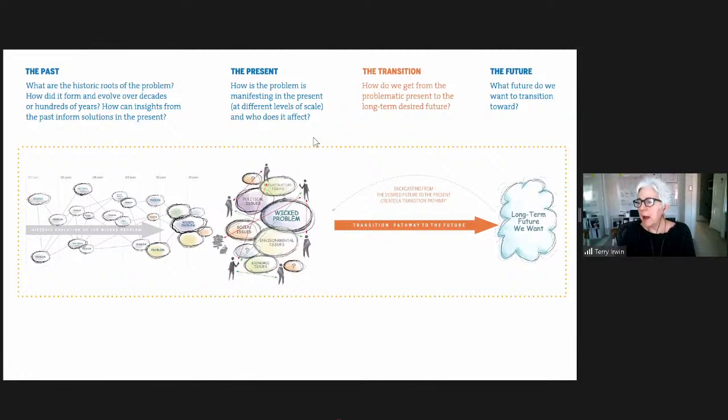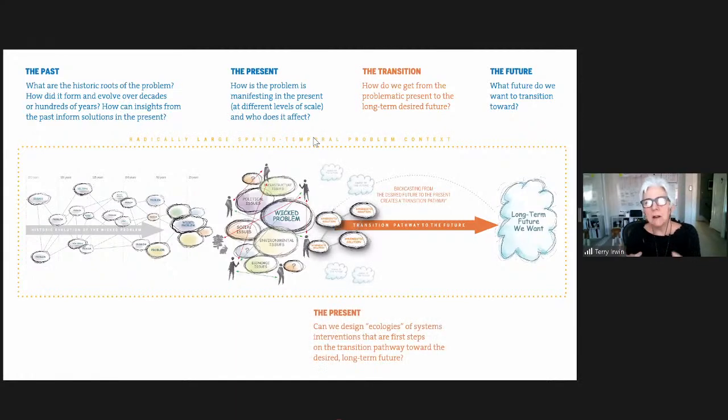But we also have to think about how we transition from the problematic present to the desired long-term future. Backcasting from the future to the present creates a transition pathway, along which ecologies of systems interventions or solutions become steps toward that desired future.